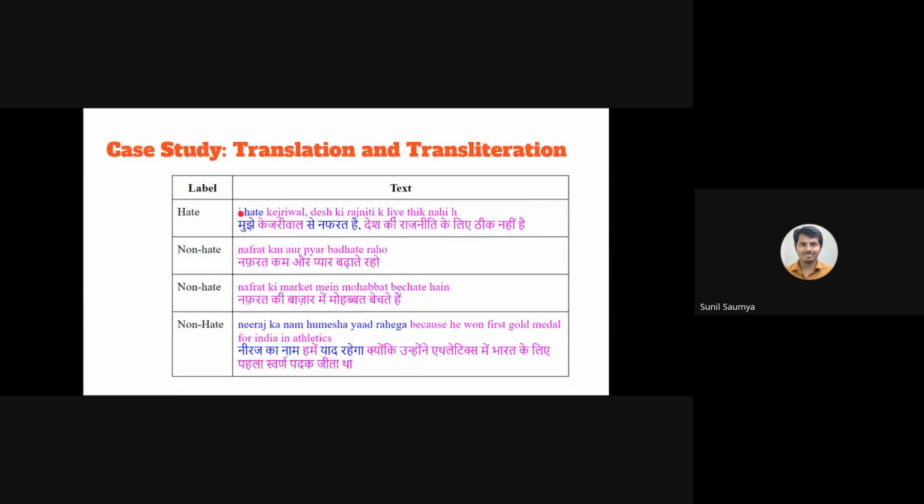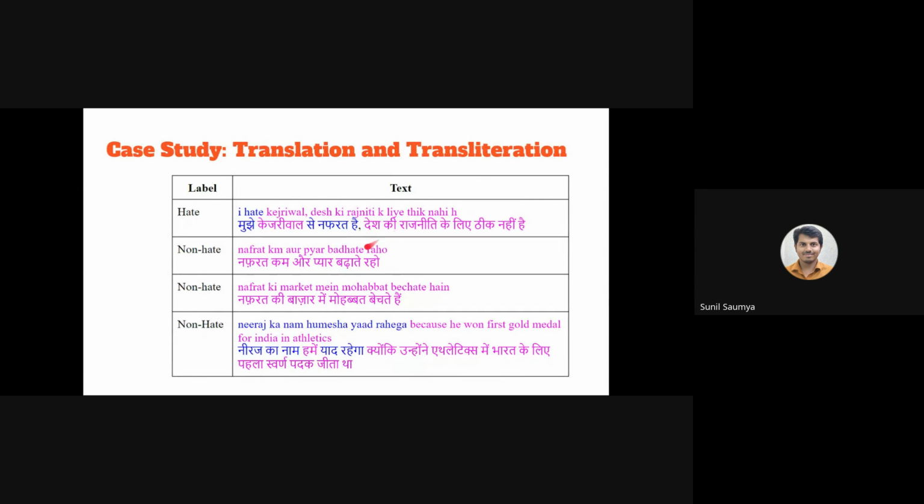Look here, I hate. These two words were English. I have shown the English words in blue color, and the words labeled as Hindi in pink color. So I hate was converted into mujhe nafrat hai, which came after the translation. Kejriwal was a result of the transliteration.